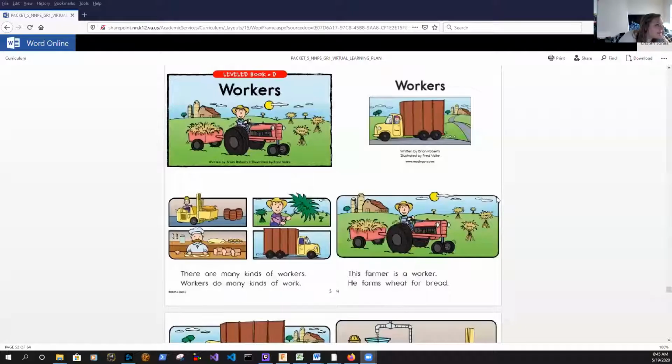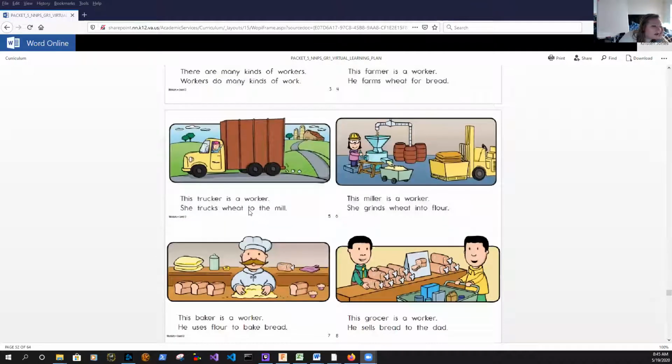And after we read it together, you read it to yourself. Workers. There are many kinds of workers. Workers do many kinds of work. This farmer is a worker. He farms wheat for bread. This trucker is a worker. She trucks wheat to the mill. This miller is a worker. She grinds wheat into flour.